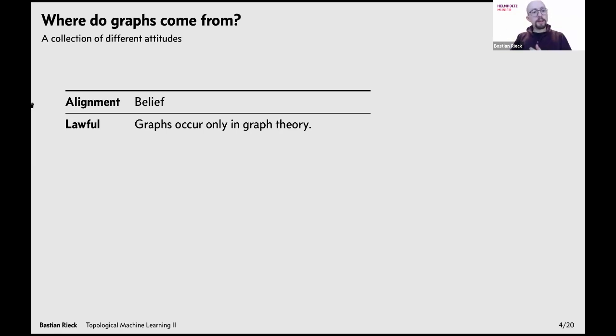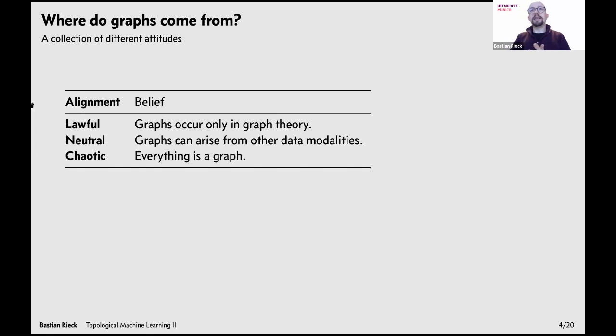So a lawful alignment would incur the belief that graphs only occur in graph theory. Because graph theory is the field that deals with graphs, so this is the only field that graphs occur in, right? A neutral alignment would be that graphs can arise from other data modalities, and we'll see some examples of this in a minute or so. And the chaotic alignment or chaotic belief could be that everything is in some sense a graph and we just don't understand it.